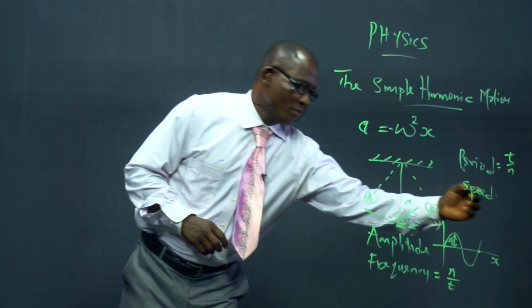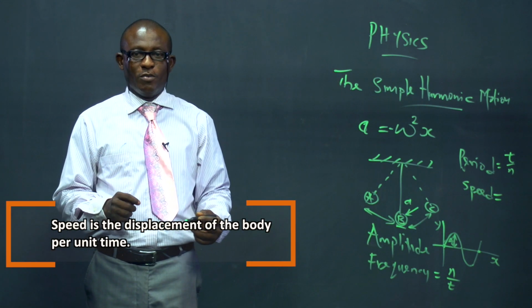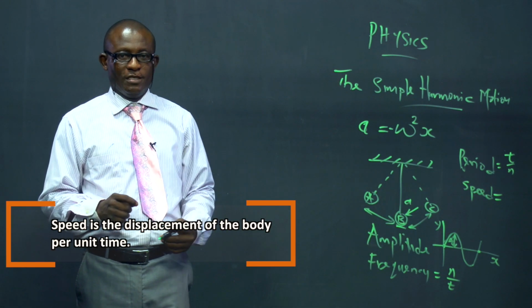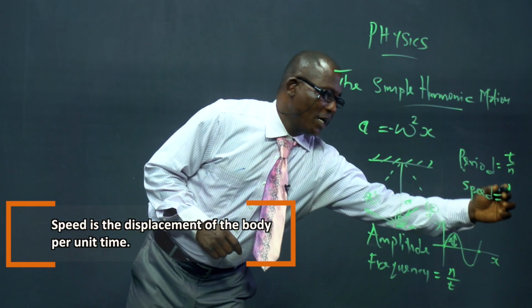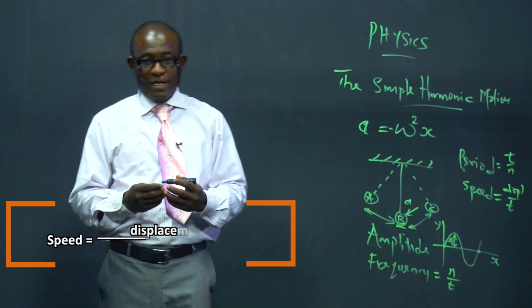The speed is the displacement of the body per unit time. Displacement per unit time. Let's go over it again.